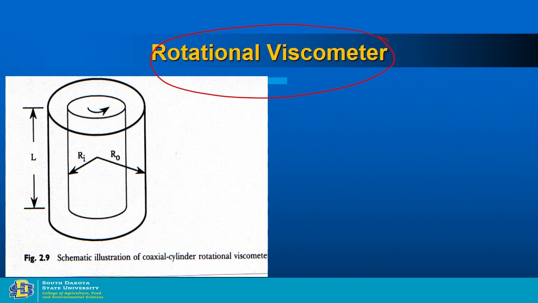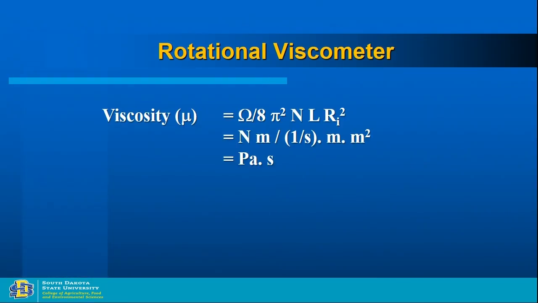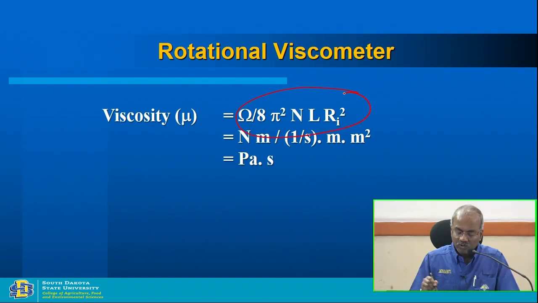Basically, there are two cylinders. This is a cup and this is a bob. So you rotate the bob and put the sample inside the cup. And this is the equation you use to calculate the viscosity. It's a measure of torque. High viscous means higher torque value. Low viscous means low torque value. Units cancel, you get Pascal times second.